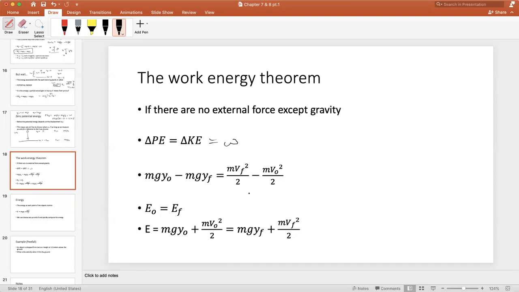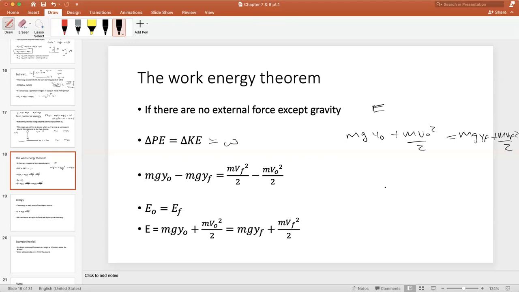But here's something kind of cool. Put the finals together and put the initials together, and you get mg y initial plus m v initial squared over 2 is equal to mg y final plus m v final squared over 2. This is our energy. It's technically our mechanical energy, but this is our energy.